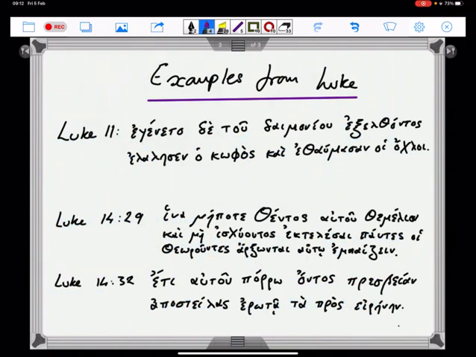Luke 11:14. Egeneto de tou daimoniou exelthontos elalesen ho kophos kai ethaumasan hoi ochloi. You've got an aorist participle. So after the demon came out, and now you've got ho kophos and hoi ochloi as your actual subjects. The dumb man spoke and the crowds were amazed.